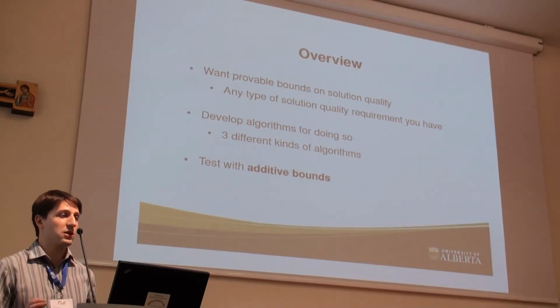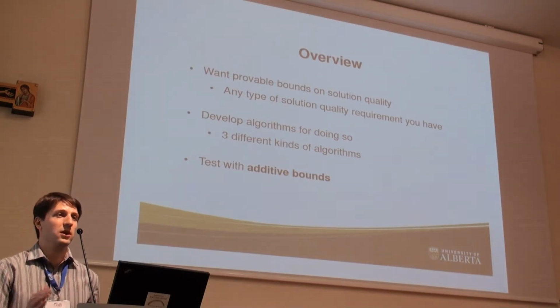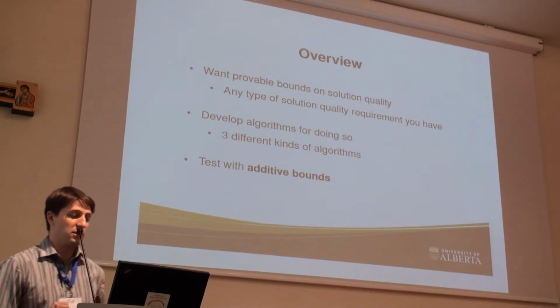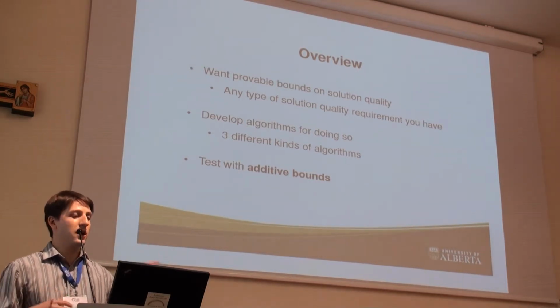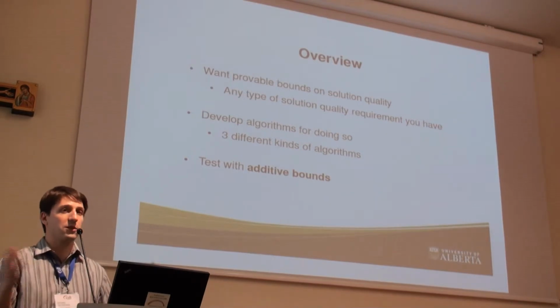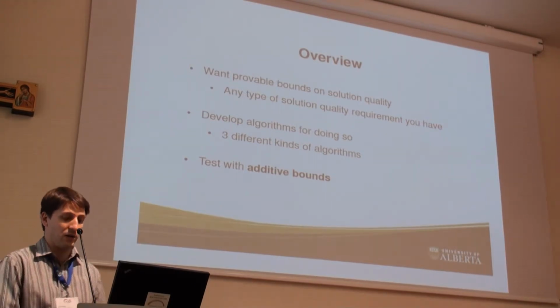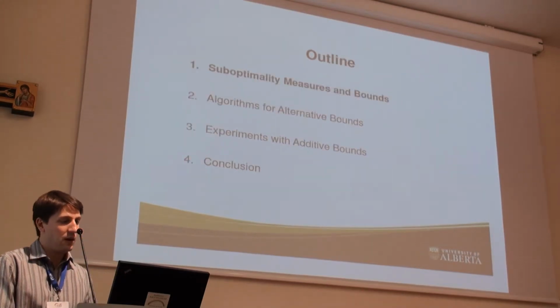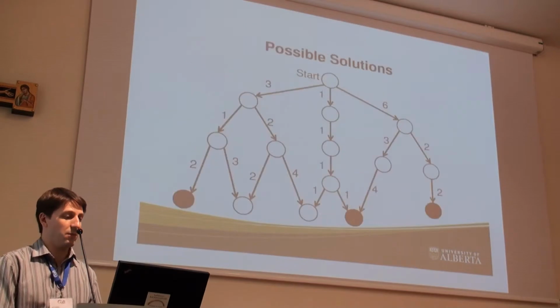We're going to look at three particular frameworks of algorithms in which you can go from epsilon admissible to other things. And I'll get to what that means in a second. And then I'm going to finish off with showing that we can actually create these algorithms for particular kinds of bounds. So I'm going to look at a relatively new kind of bound called additive bounds, which I'll explain in a moment. So I'm going to just start with a little discussion about suboptimality measures and suboptimality bounds.